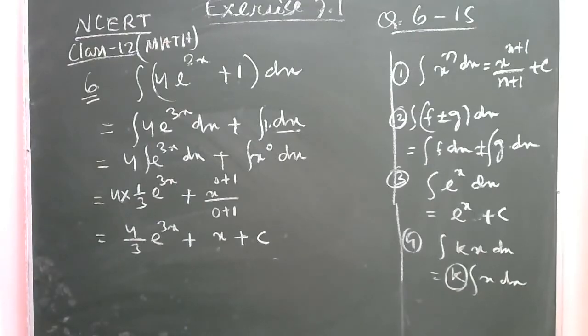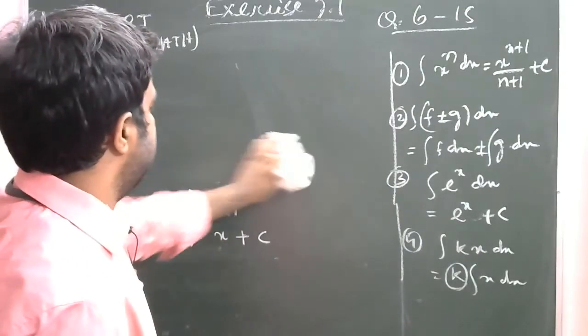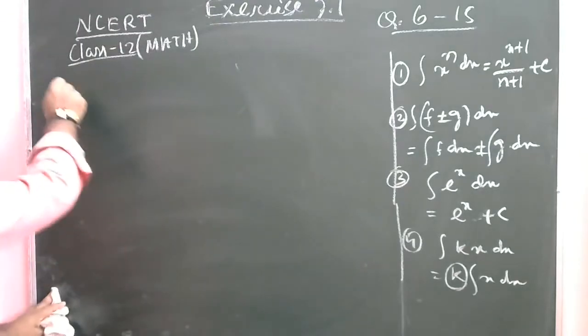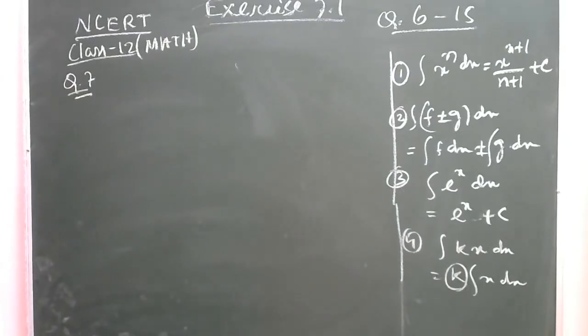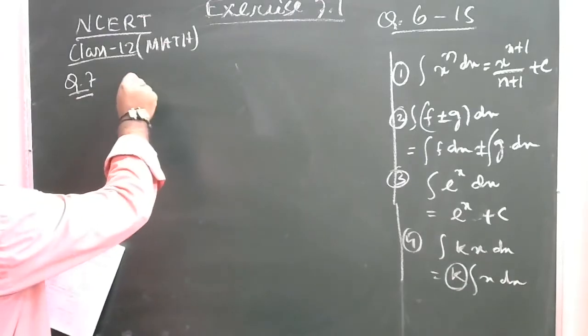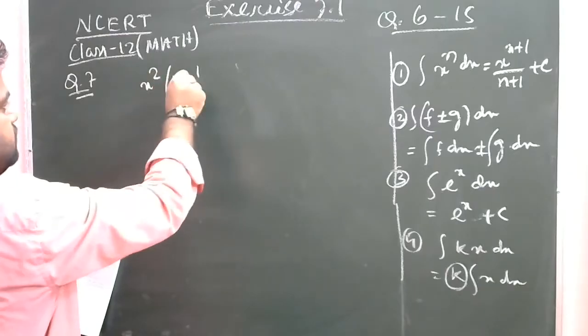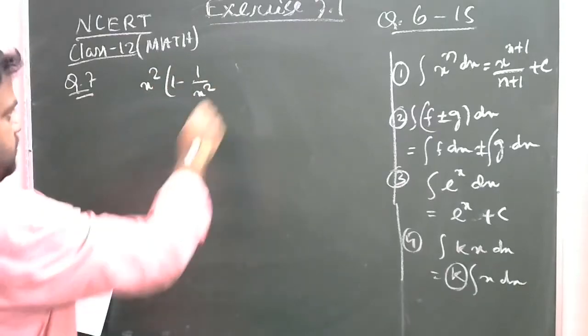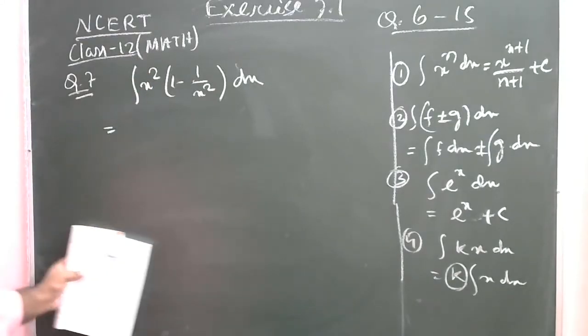So question number 7. Let me erase it. Question number 7. Question number 7 is a very easy question. Integration of x square times 1 minus 1 upon x square dx. Easy, right?